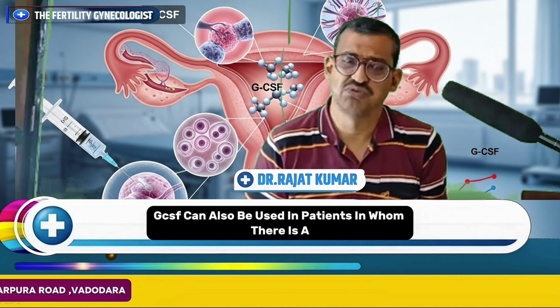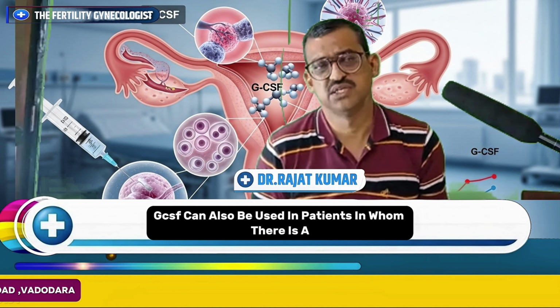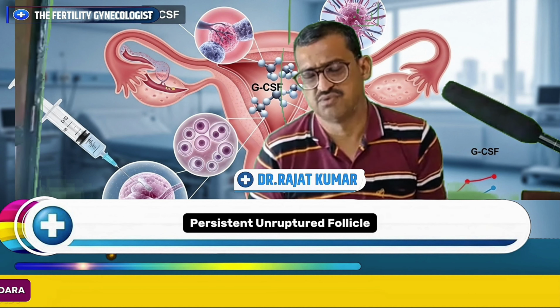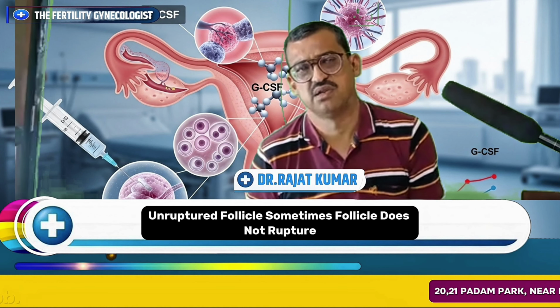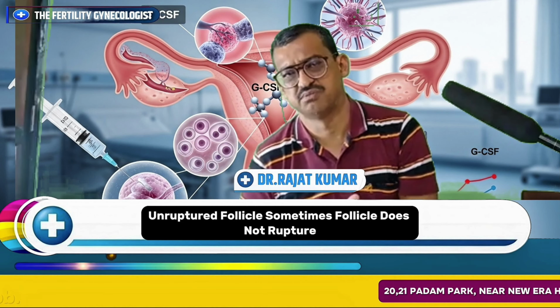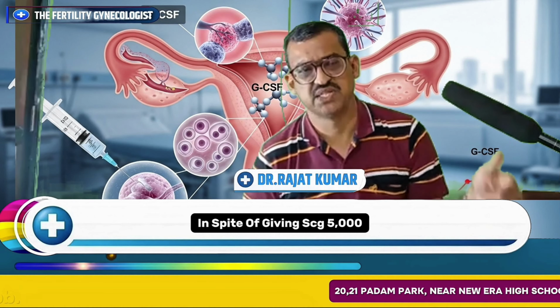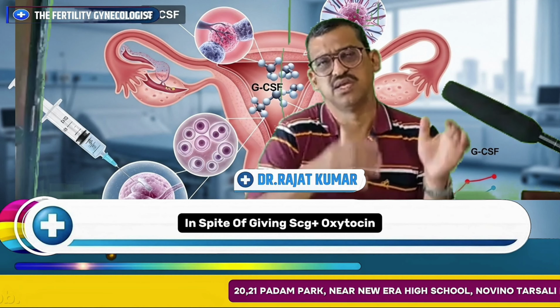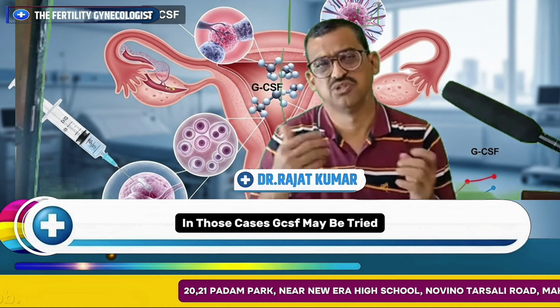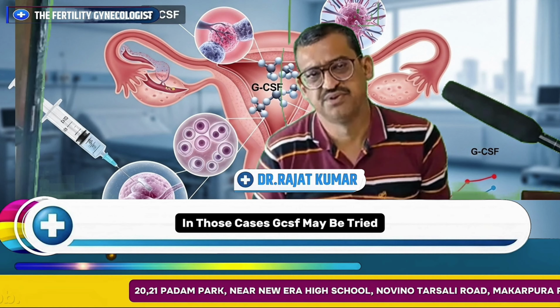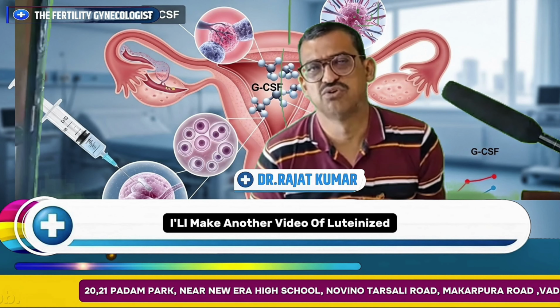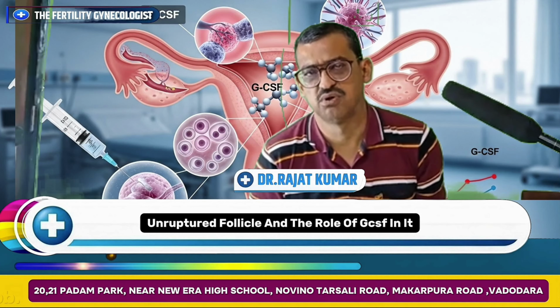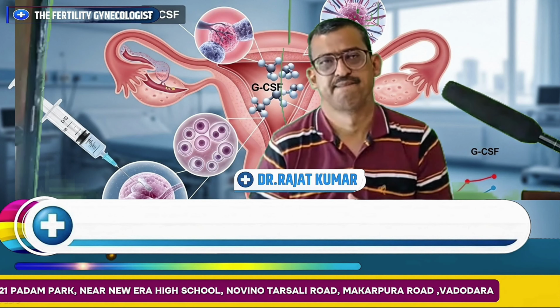G-CSF can also be used in patients in whom there is a persistent unruptured follicle, which in our language we call a luteinized unruptured follicle. Sometimes the follicle does not rupture in spite of giving HCG 5000, in spite of giving HCG 10,000, in spite of giving HCG plus oxytocin. In those cases, G-CSF may be tried. I'll make another video on luteinized unruptured follicle and the role of G-CSF in it.